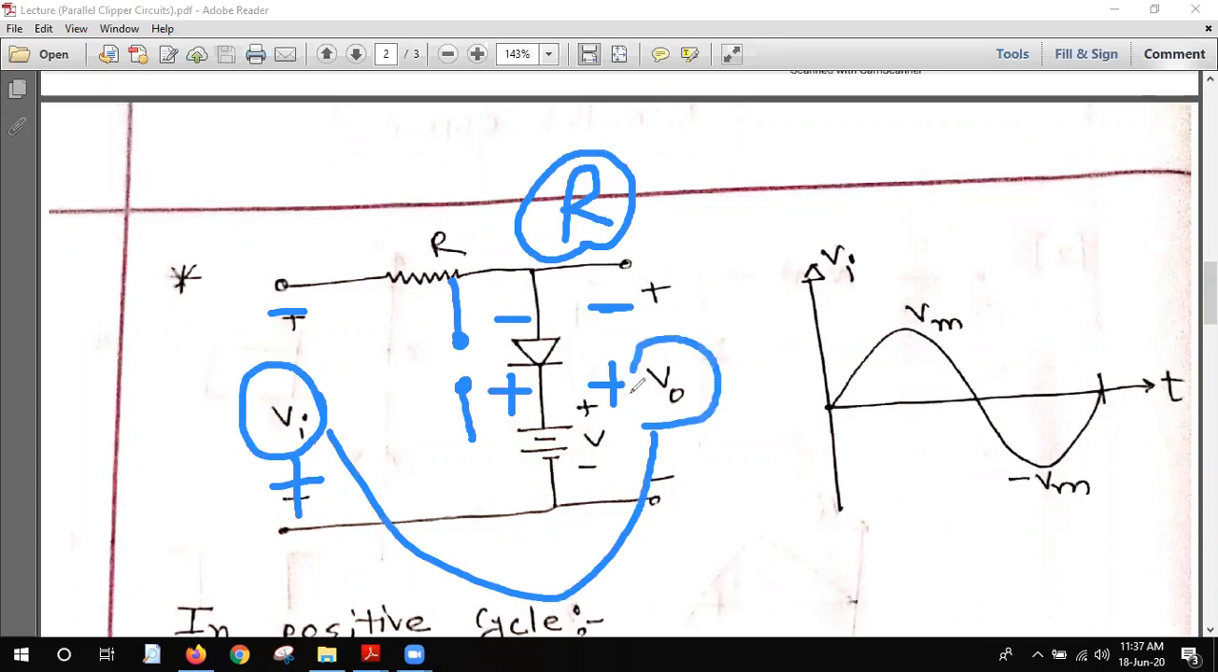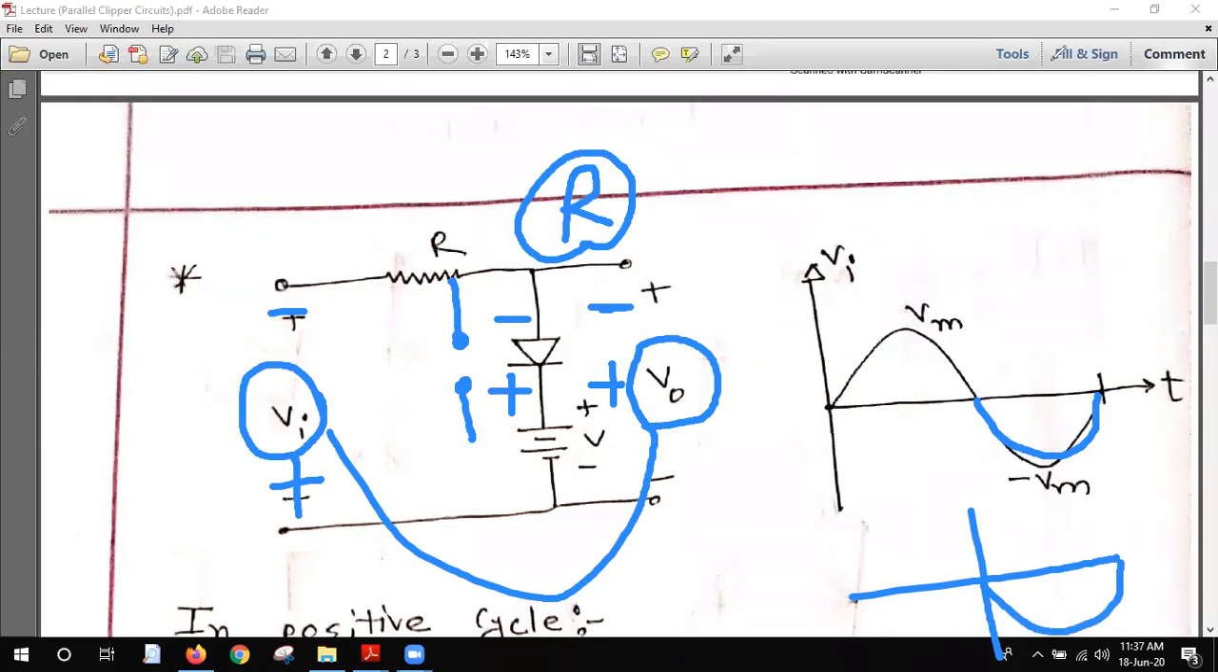I am telling this for the fourth time. When it is open circuited, this input voltage will be equal to the output voltage. So at that time, this is the input, and the output will also be the same as the input. So there will be no change in the output waveform.